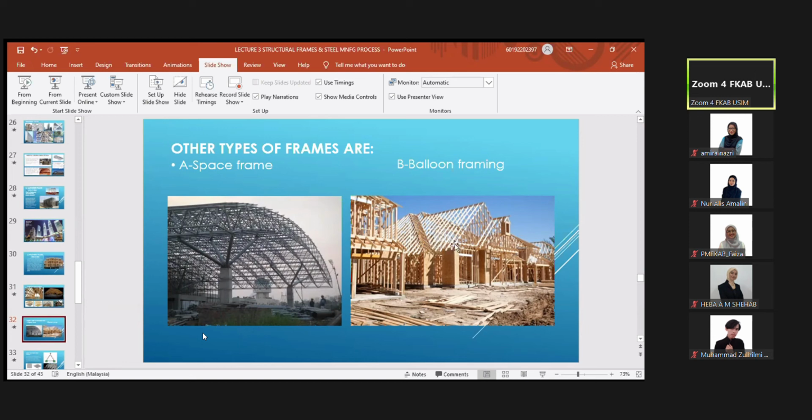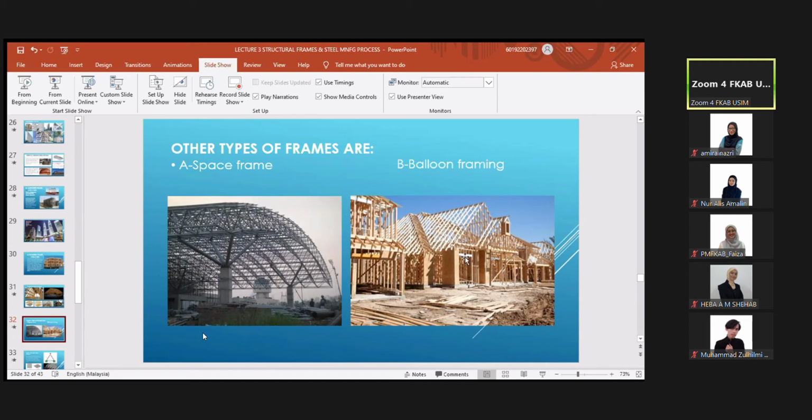Balloon framing uses members where they create a lot of studs to form the frame. This is not common in Malaysia, but it's quite common in the US. If there's a cyclone, when you see it on the news, the cyclone will actually wrap everything up and throw all the pieces of timber together.